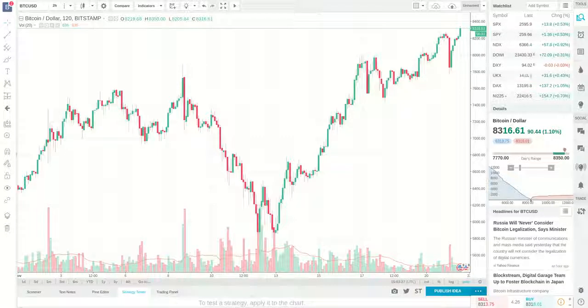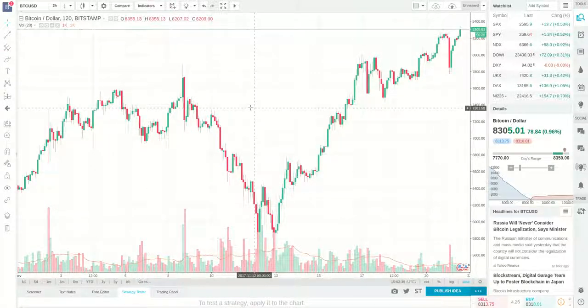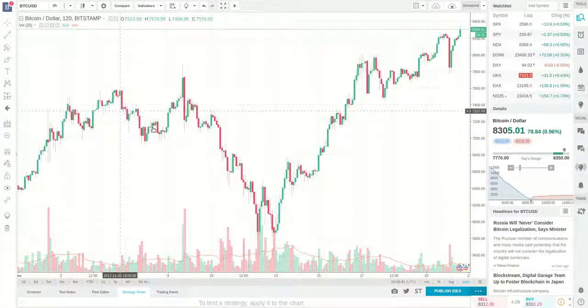Good morning, crypto world. I'd like to talk today a little bit about my three favorite indicators: RSI, MACD, and Bollinger Bands. Now here we're using TradingView.com and we're looking at the Bitcoin price over the last month.